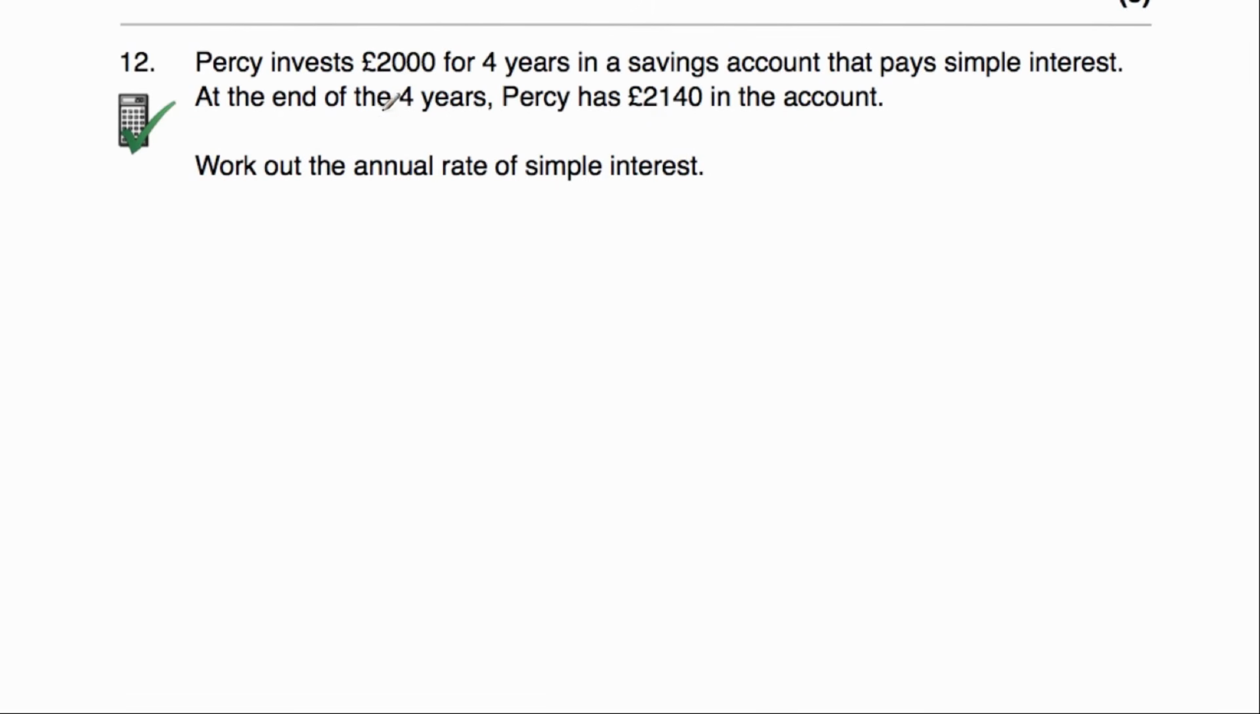So question 12 says Percy invests £2,000 in the bank account for 4 years and it pays simple interest. At the end of 4 years, Percy has £2,140 in the bank. Work out the annual rate of simple interest. So we know it's a simple interest bank account and we know how much he has in the bank account at the end of the investment, which is 2,140. So if we do 2,140 and take away how much he invested, the 2,000, we can work out how much interest he earned in total, and that would be £140.